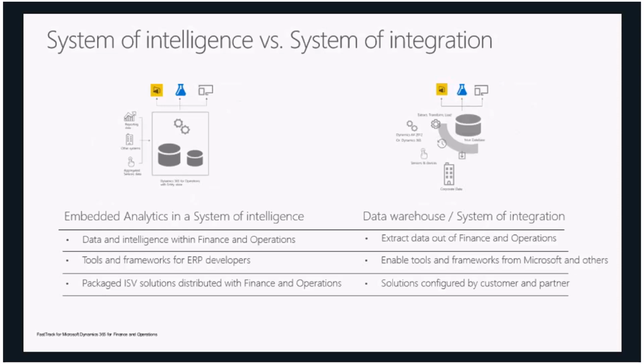On the data warehouse, system of integration, you extract data out of finance and operations. And then, like we said, you can use whatever tools or frameworks you want because it's your database. You have complete control over it since it's one-way out of finance and operations. There's no restriction. And then the customer and their partner are free to come up with whatever they want or need on that side.